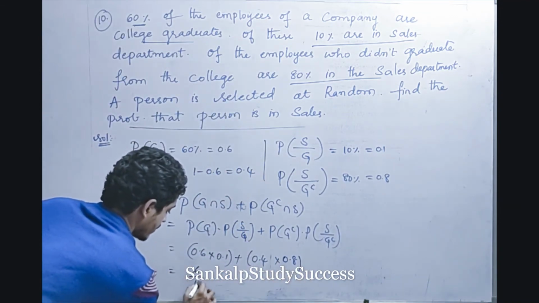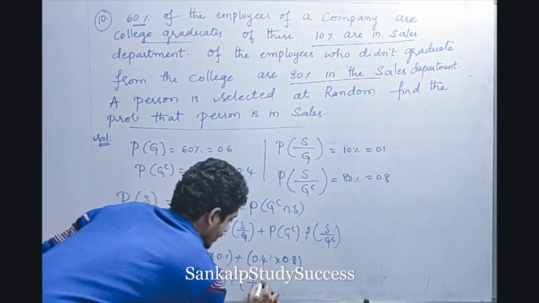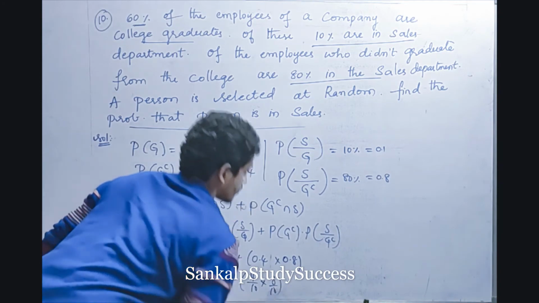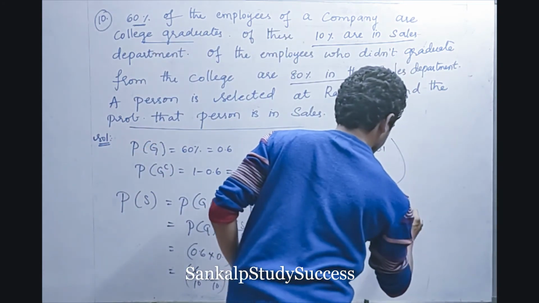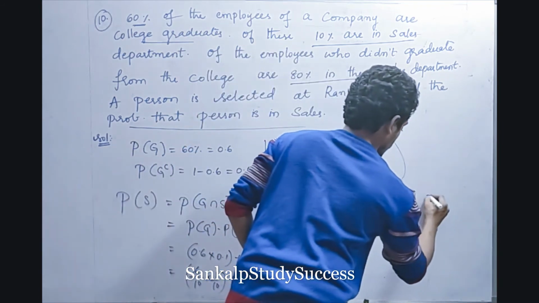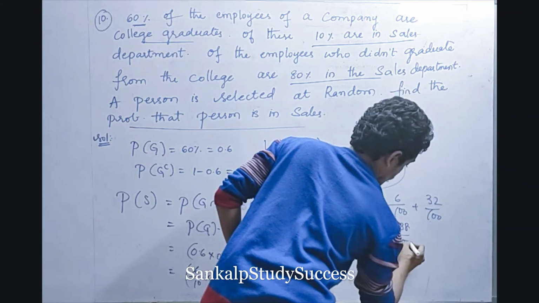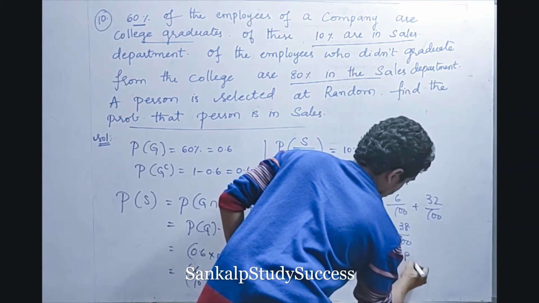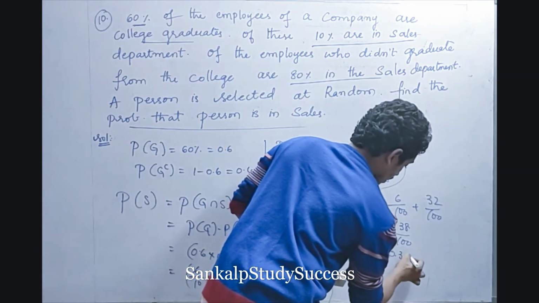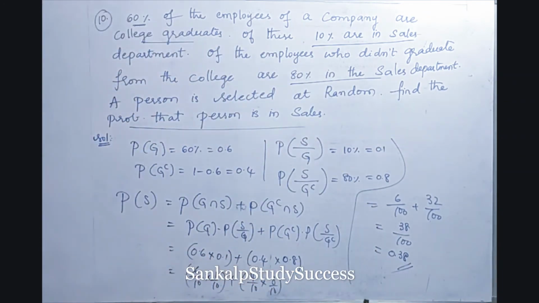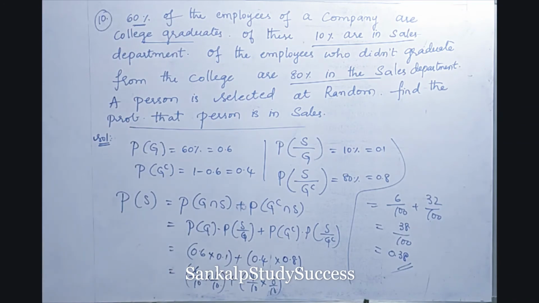6 by 10 into 1 by 10 plus 4 by 10 into 8 by 10. So how can we get? So 6 by 100 plus 32 by 100, that is nothing but 38 by 100, which is equal to 0.38. This is the final answer. So 0.38 means 38%. We have the probability of getting a person who is in sales. Fine. So this is the way to approach. This is called the theorem of total probability.